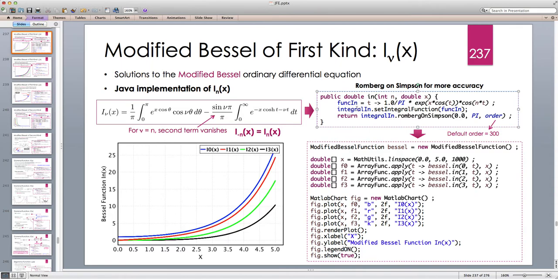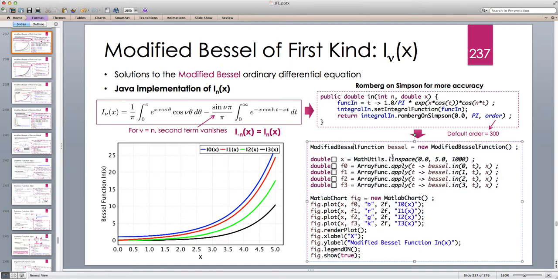And here's the code that I wrote. In takes an integer as the index or the parameter of the Bessel function, and then double x, and func in is basically the integral function. I'm using a lambda expression, 1 over pi, exp of x cosine t, cosine of n t, where t is the theta parameter of integration. Then our integrator class calculates the integral. We set the integral function to func in, and I'm using Romberg and Simpson to accelerate the convergence, from 0 to pi, with some order, which can be 50, 100 or something. And then here I'm just plotting them.